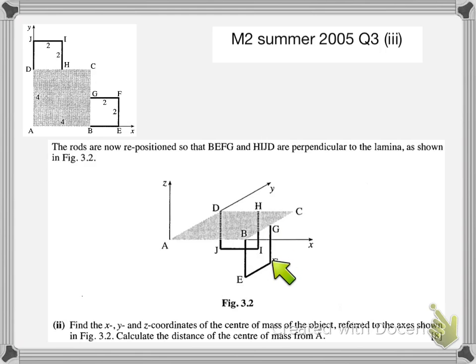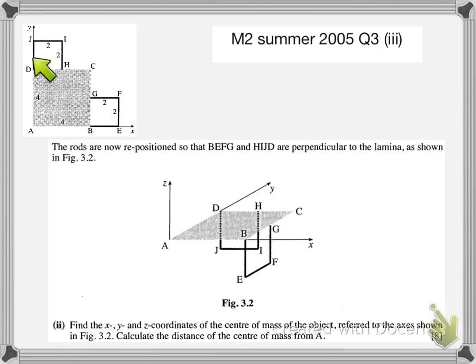So this GF is perpendicular to the XY plane, and BE is perpendicular to the XY plane, and EF is now parallel to the XY plane. So if you think of the XY plane as being horizontal, imagine this is like a table or something, then these are now going in the direction that table legs would go.